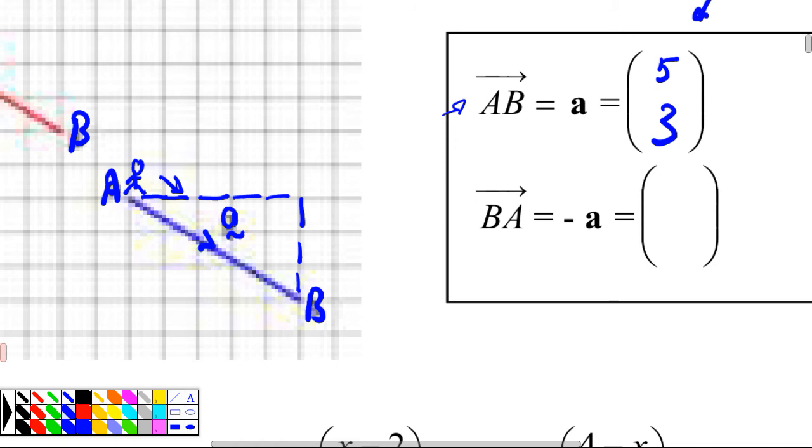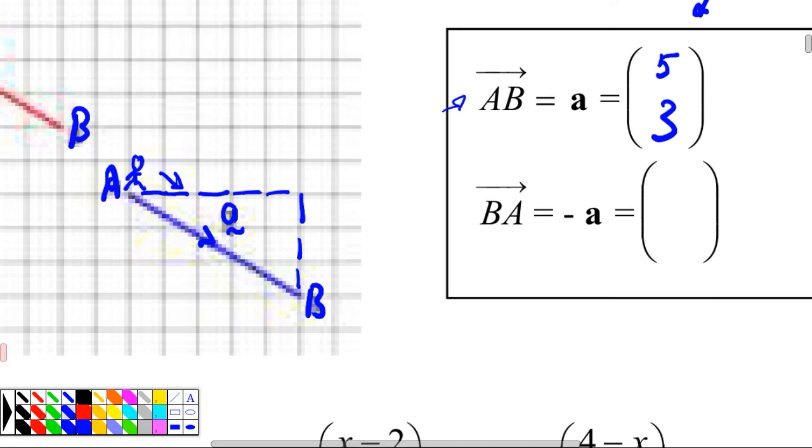Is it right or wrong? Right. Right or wrong? I asked 4 times, which means something is wrong. What is wrong? Negative. Which one is negative? Negative 3. Why? Because we move downward. Remember just now you said move up means plus. Move down means minus. Okay, now next one, BA.